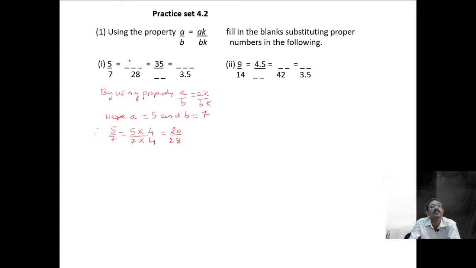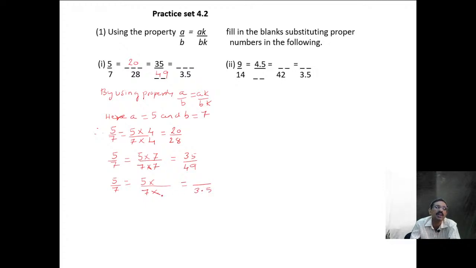So what I got here? 20. Similarly, 5 upon 7 is equal to, let us take, we are getting here 35. So 5 into 7, 7 into same number, 49. So what we get here? 49. Similarly here, 5 upon 7 is equal to 5 into 7 into, which is equal to, here we are getting 3.5.